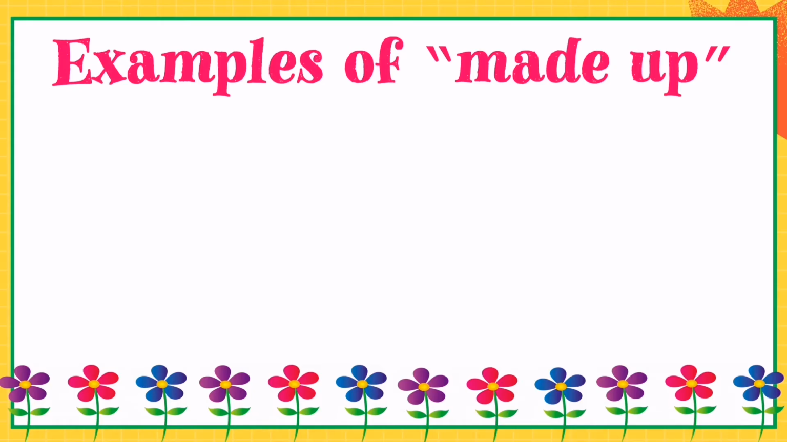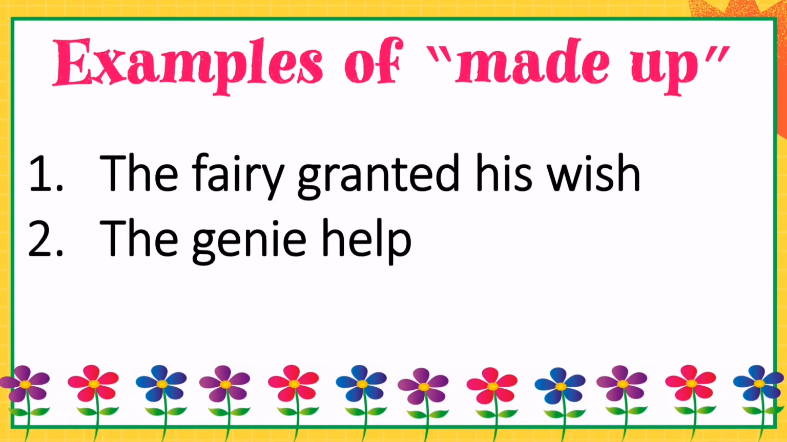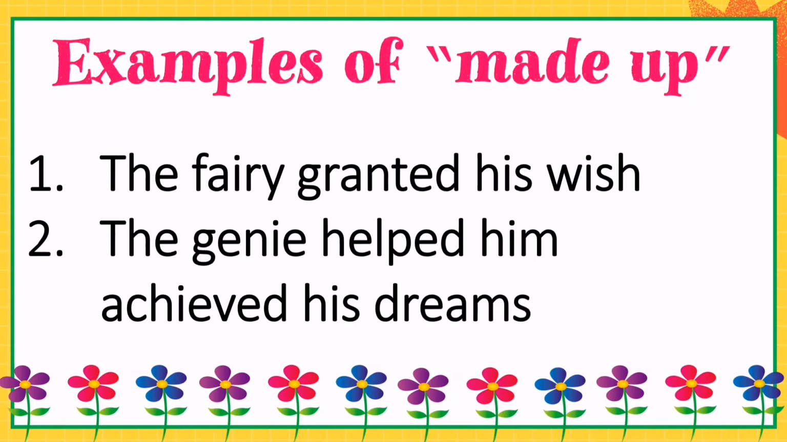Now, I will be presenting example of made up. Number 1, the fairy granted his wish. And number 2, the genie helped him achieve his dreams. Okay, why these two sentences are examples of made up? Okay, these are examples of made up because there is no such fairy and genie that can grant our wish and can achieve our dreams, because it's only Jesus and ourselves that can achieve our dreams. And Jesus did not grant our wishes, or are not granting our wishes, but He answered prayers. So always remember that there is no fairy, there is no genie. It is just made up. It is just an imagination.